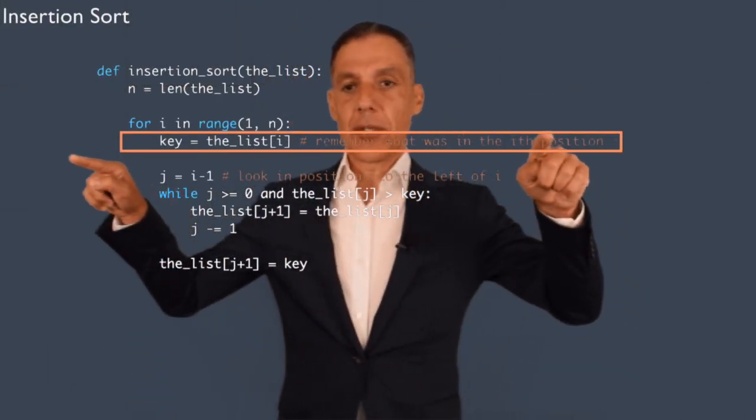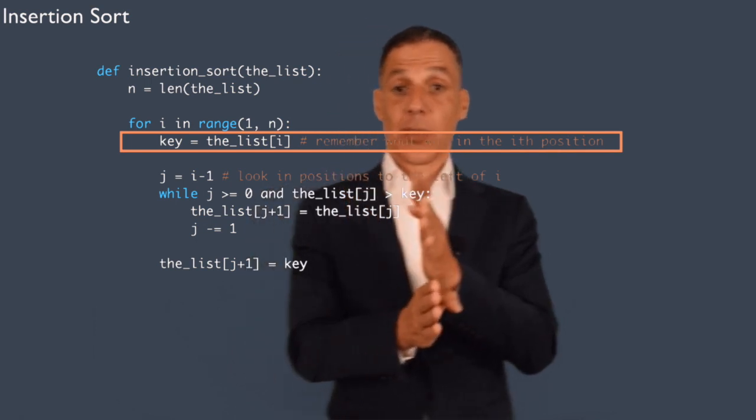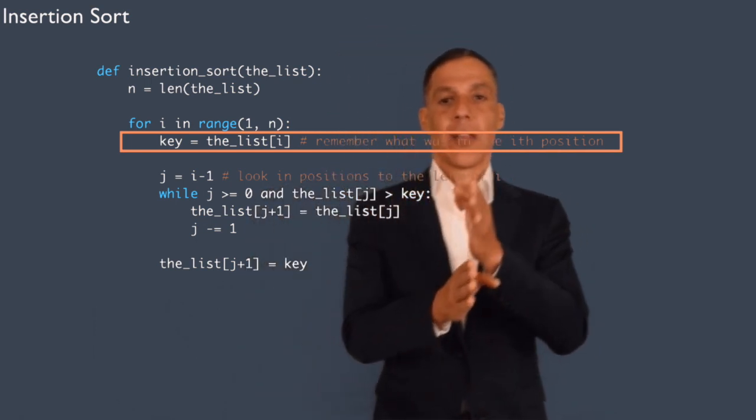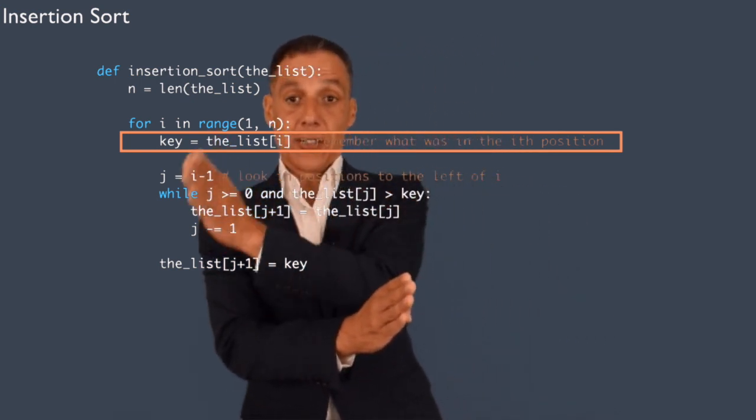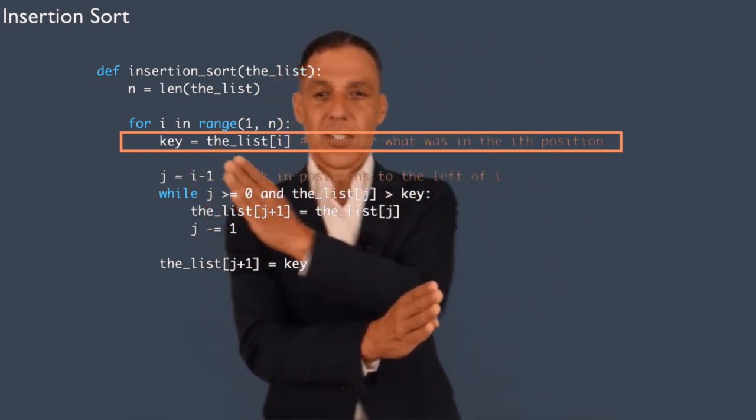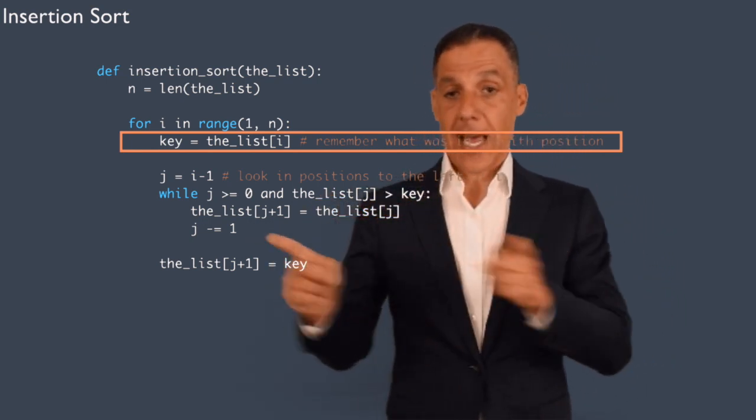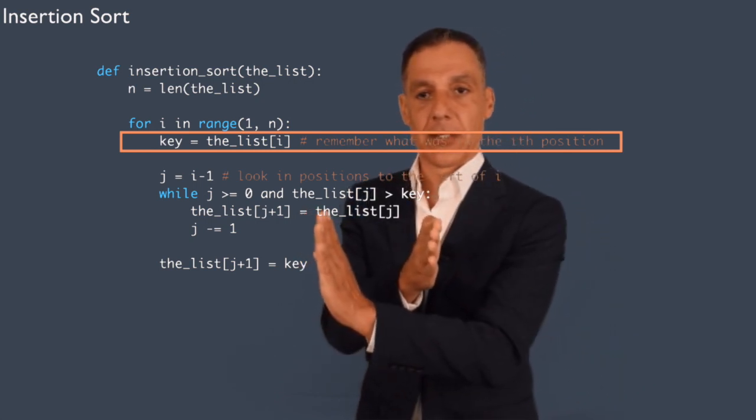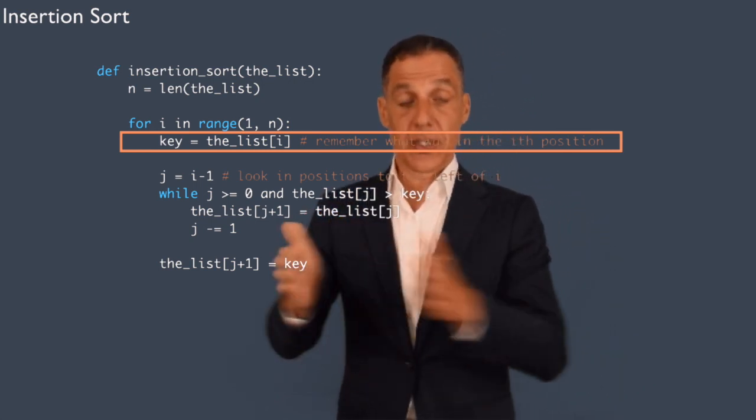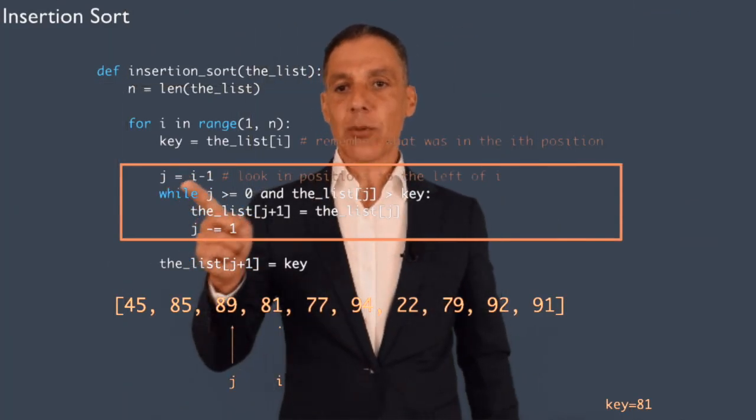So the first thing I'm going to do is grab the element in the ith position. Again, remember that this is the key, the element that I'm going to slide down until it is in the right position. Now, what do I mean by slide down, by the way? I don't mean I swap. It's not a swapping. I've got to move everything to the right and then make a spot for that, because I need to keep everything in the same order. All right, let's see how I'm going to do that. So I'm going to set j equal to i minus 1.